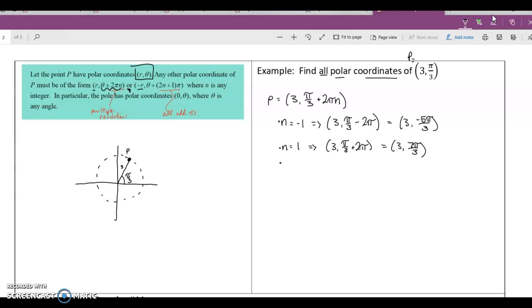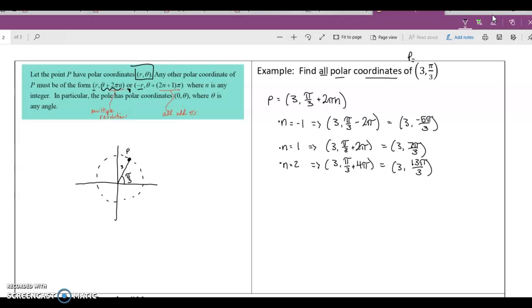And then just for kicks and giggles, if n is equal to 2, then we have 3 comma pi over 3 plus 4 pi, which would be equal to 3 comma 13 pi over 3. Same thing as before, 12 pi over 3 is going to be 2 revolutions around the circle, starting from the x-axis, and then we go that extra pi over 3.